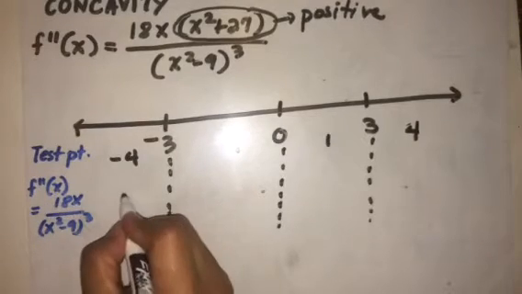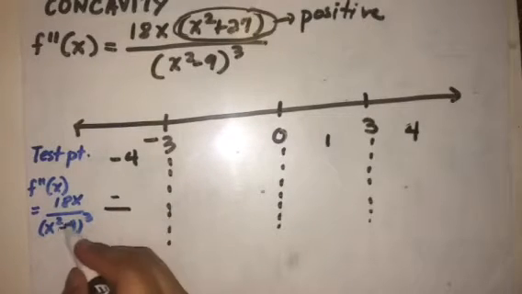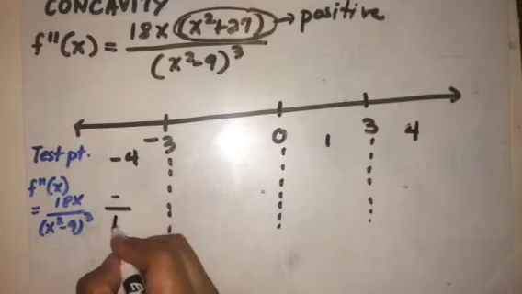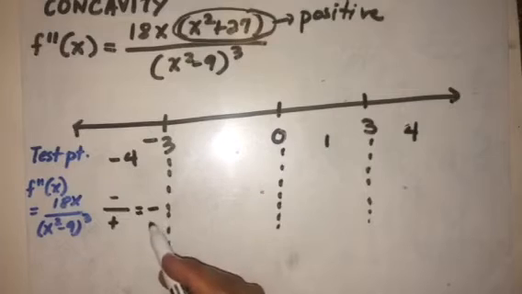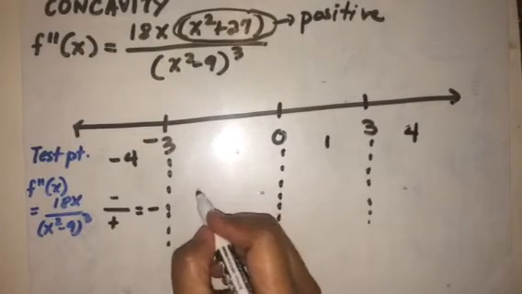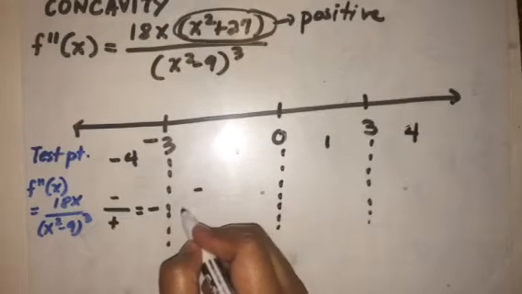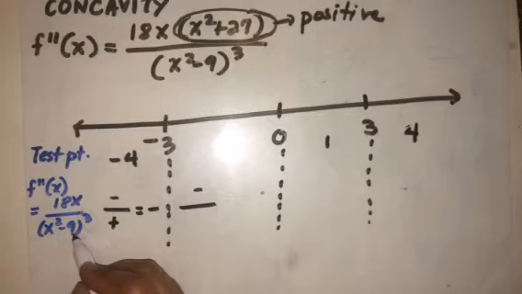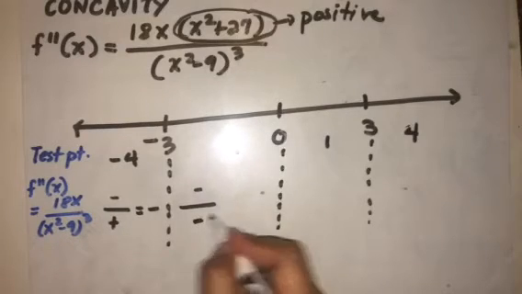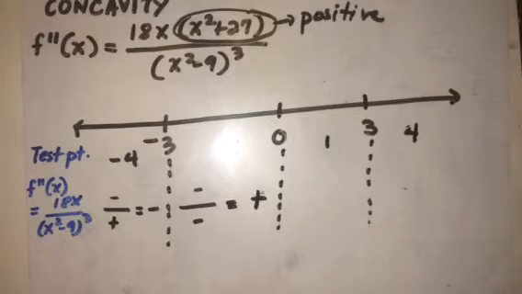The 18x would be negative, over -4 squared, that's 16 minus 9. That will be positive, so that will end up being negative. Now for -1, plug it into 18 times x, that becomes negative, over -1 squared, so 1 minus 9, that comes out as negative. So negative by negative gives me a positive number.